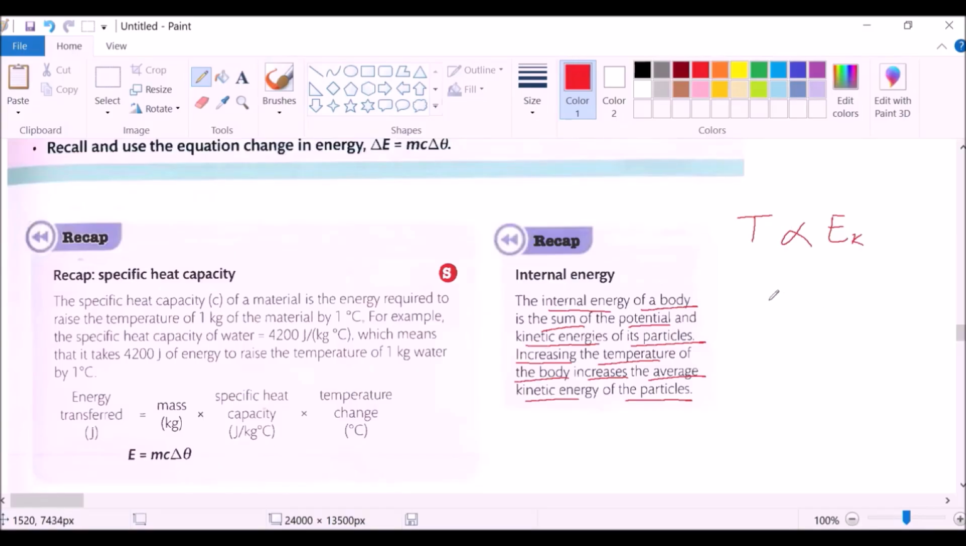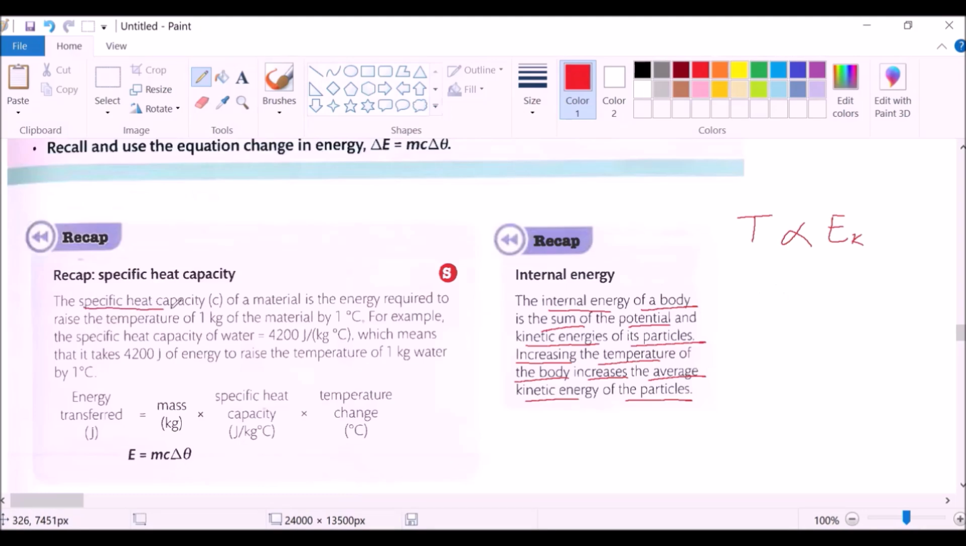So if you heat water in an electric jug, for example, the water particles will start to move faster. And if you take water into the refrigerator, the particles will start to move slower.